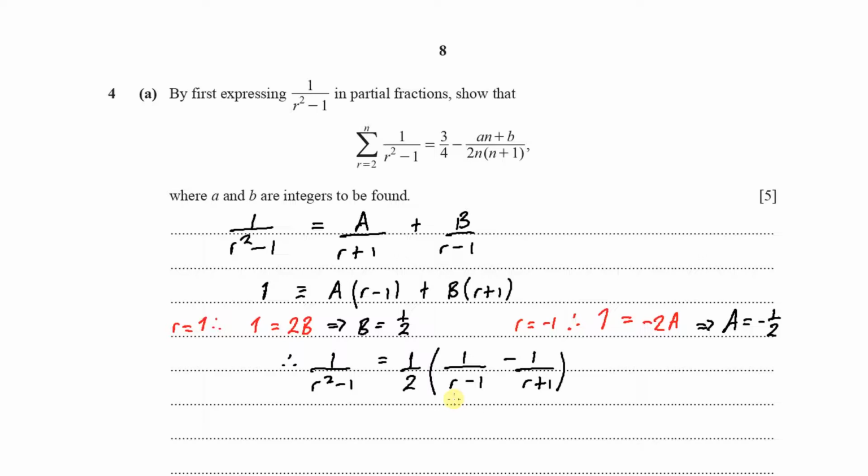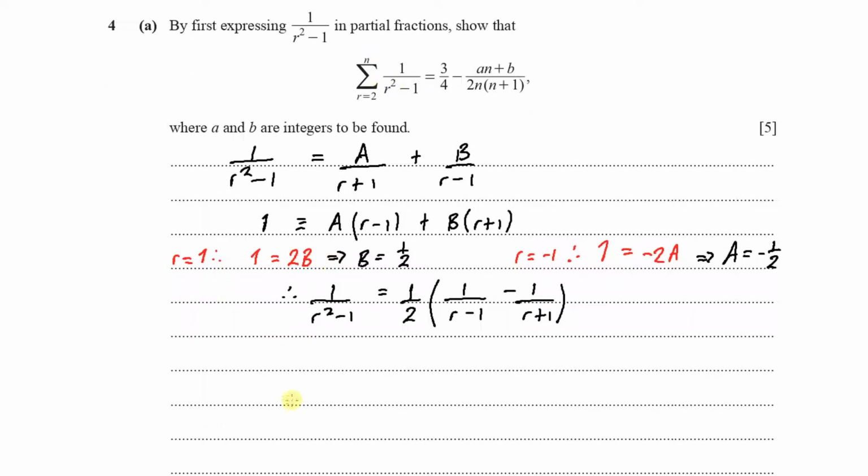So this is what we will have eventually if we express this in partial fractions. Alright, now we want to work out the summation. Now we have the summation from r is equal to 2 up to n of 1 over r squared minus 1 being equal to the summation from r is equal to 2 up to n of this expression here, which is in partial fractions. So that's half of 1 over r minus 1 minus 1 over r plus 1, like this.